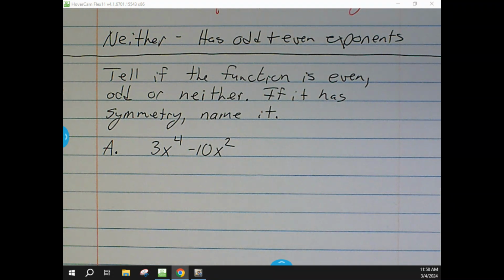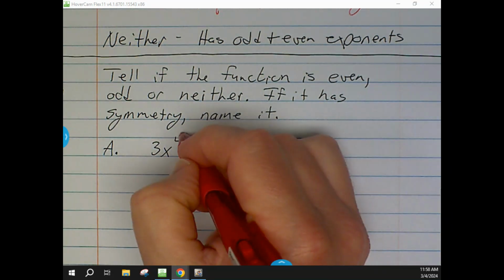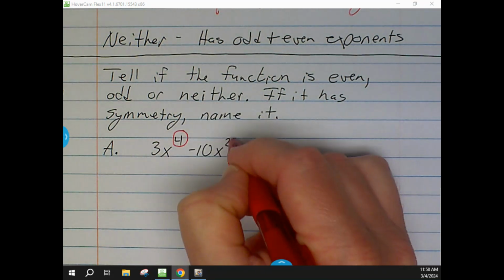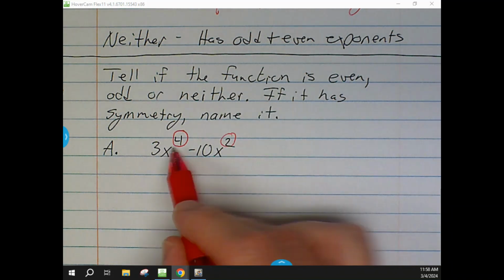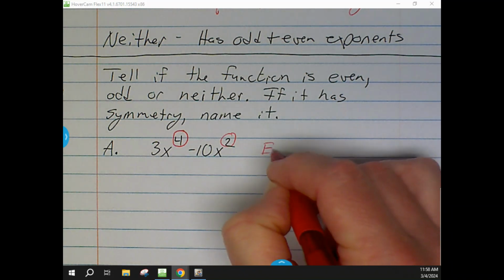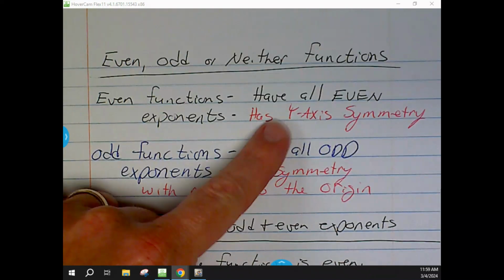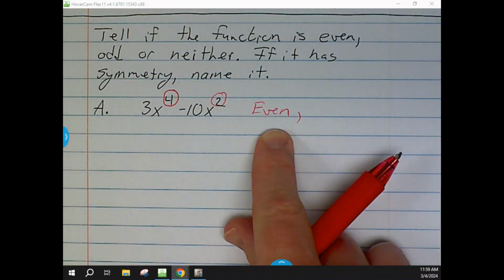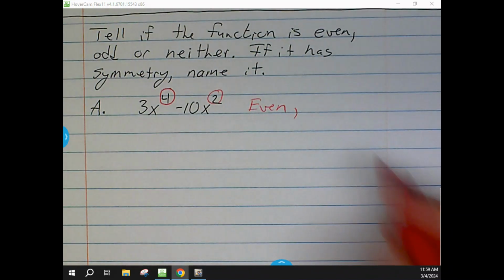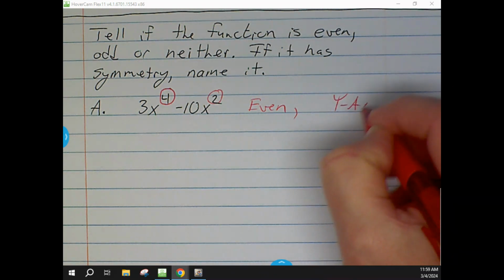Okay, so we got 3x to the fourth and 10x squared. All you're doing is, and you don't even worry about the numbers, you're worried about just the exponents. X to the fourth, x to the second. They're both even. So tell if it's even, odd, or neither, then it's even. Okay, and if it's even, back up here we said it's going to have y-axis symmetry. So if it says name the type of symmetry it has, we would just say y-axis.